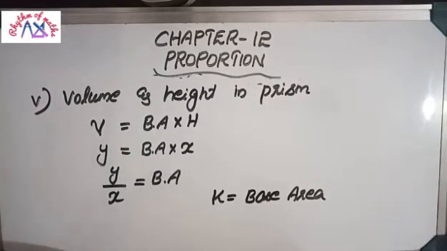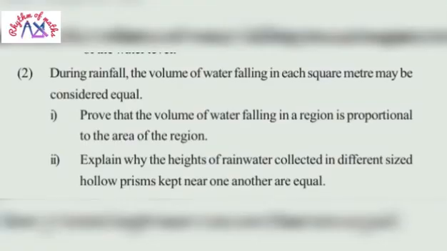Now let's do question number 2. During rainfall, the volume of water falling in each square meter may be considered equal. First sub question: prove that the volume of water falling in a region is proportional to the area of that region. Second sub question: explain why the height of rainwater collected in different sized hollow prisms kept near one another are equal.